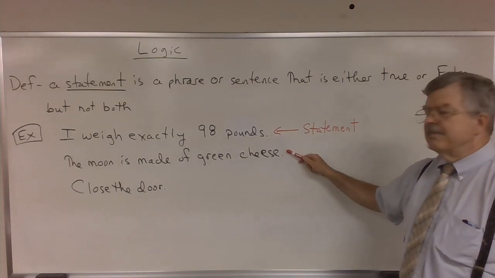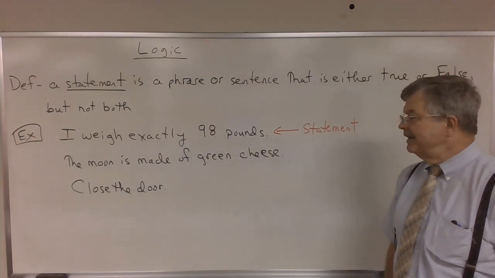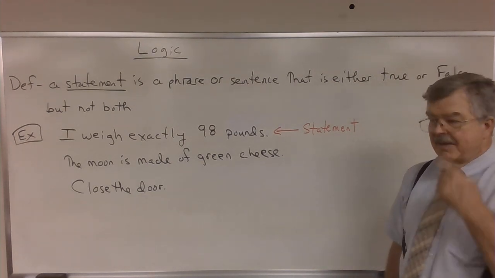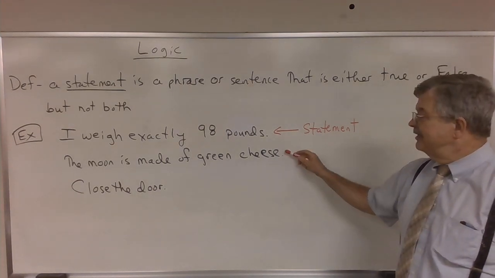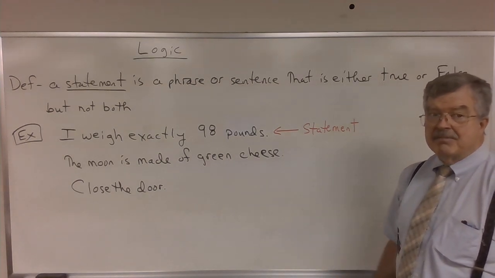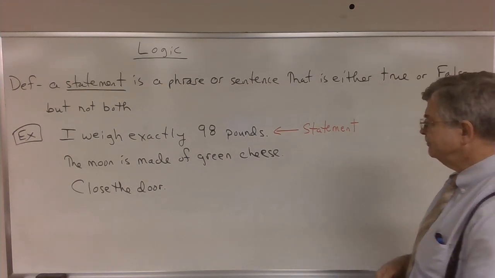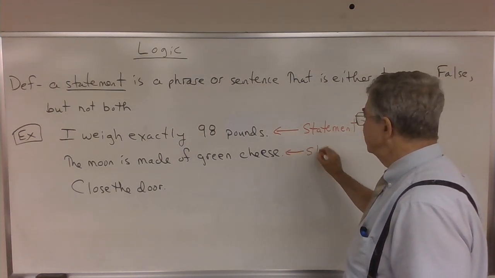Here's another example. The moon is made of green cheese. Well, either it is or it isn't. This sentence is either true or it's false, and not both. So this is a statement also.